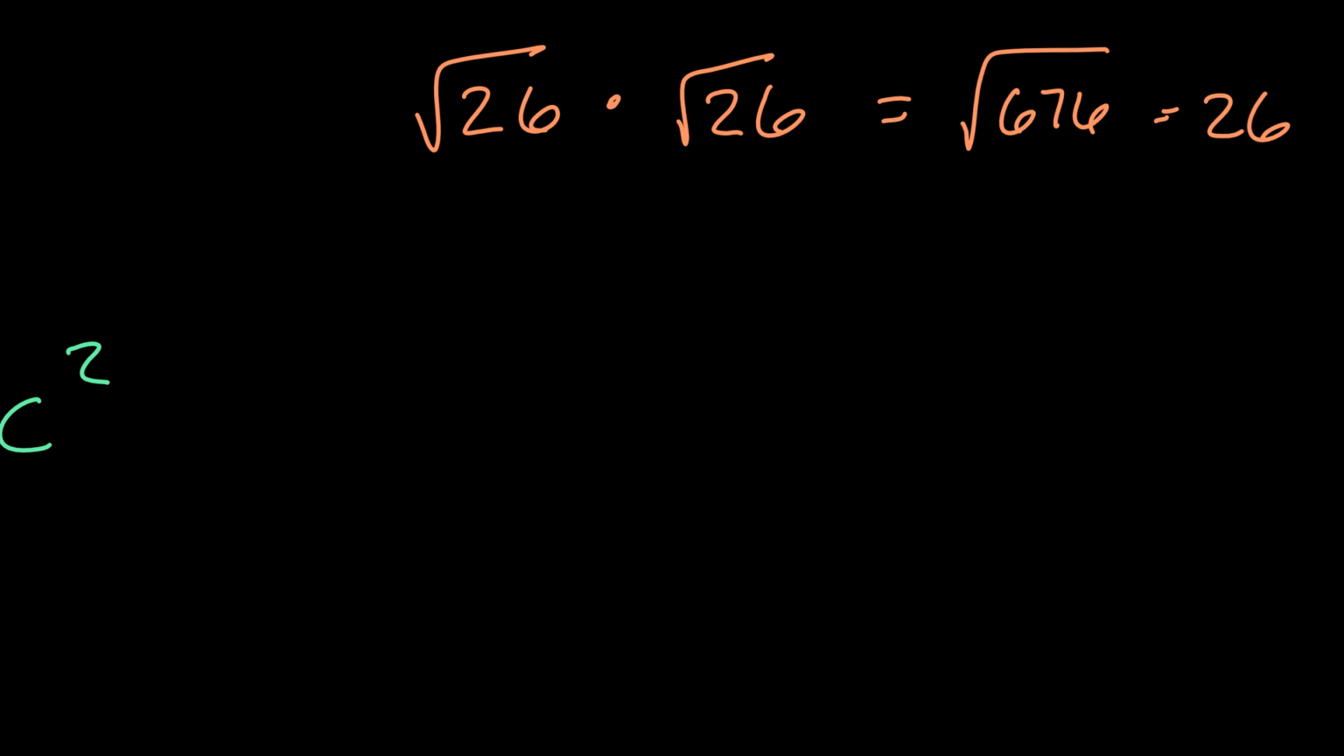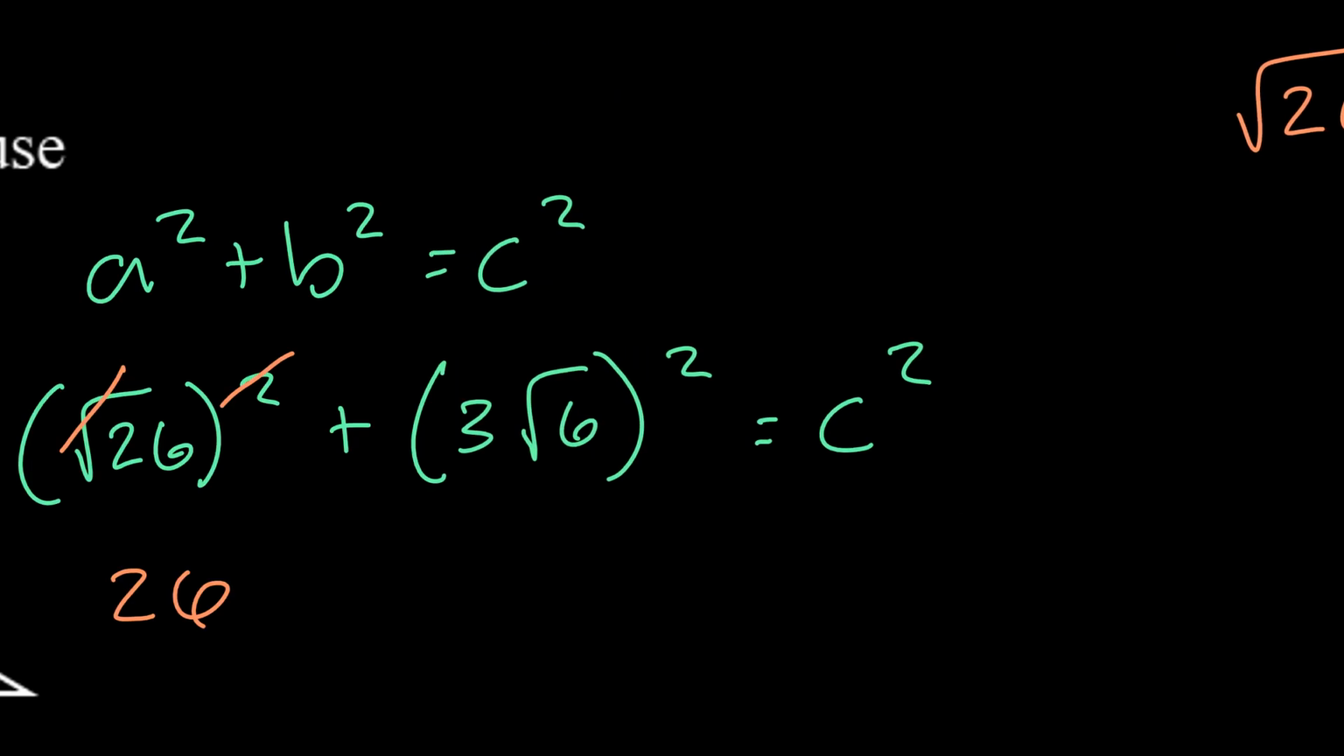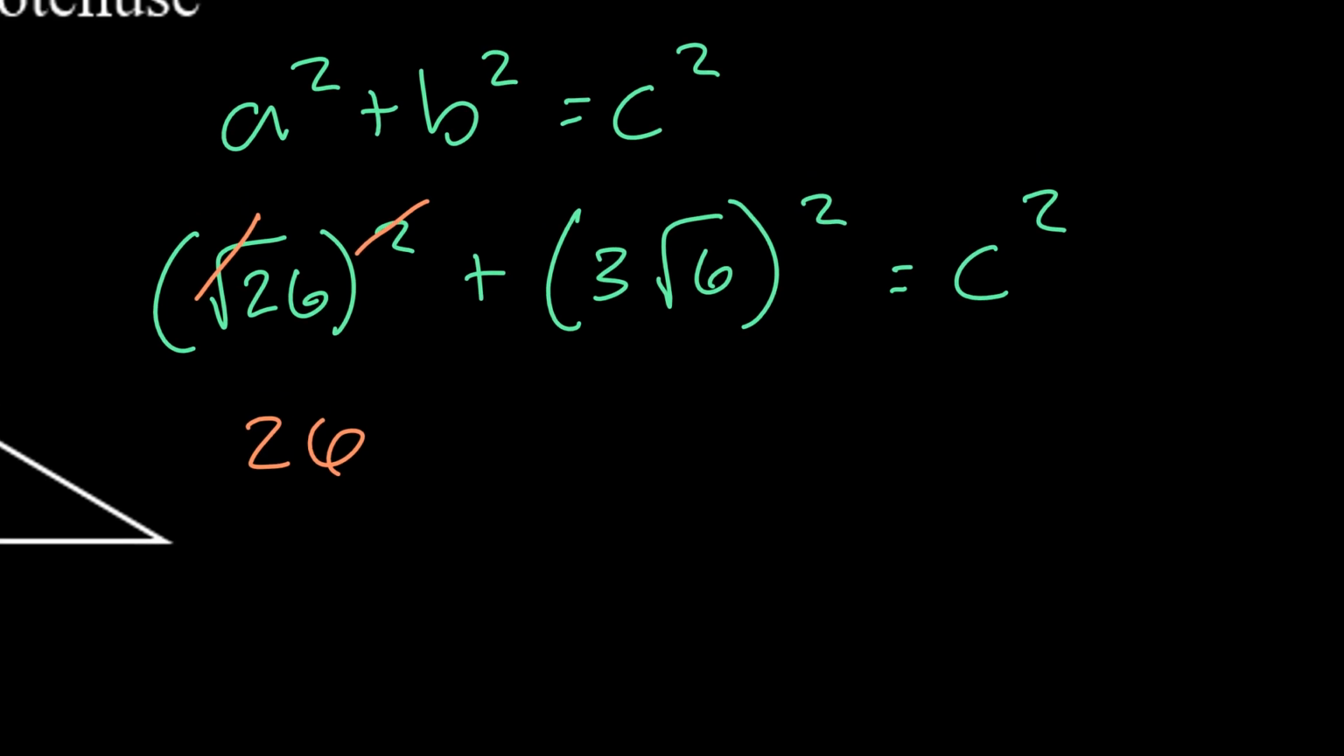So this is showing you visually, okay, why does the square and the square root cancel each other out? Because when you multiply a radical times itself, you're left with just the number inside. So that takes care of that first part. What do you think happens here with 3 square root 6 squared?